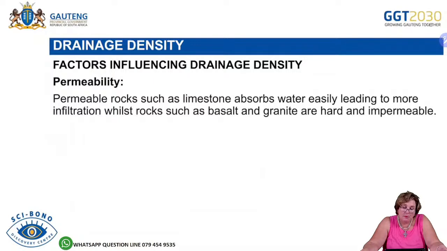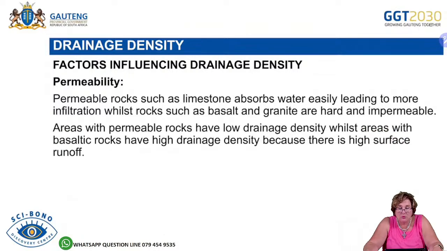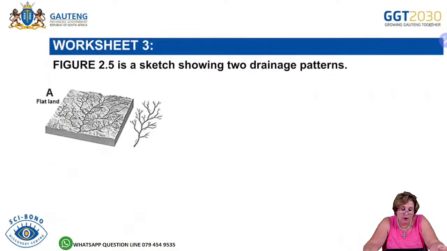Permeability. Permeable rocks such as limestone absorb water easily, which leads to infiltration, while rocks such as basalt and granite are hard and impermeable. That means areas with permeable rocks have a low drainage density because the water is absorbed, while areas with impermeable rocks have a high drainage density because that water is running off.